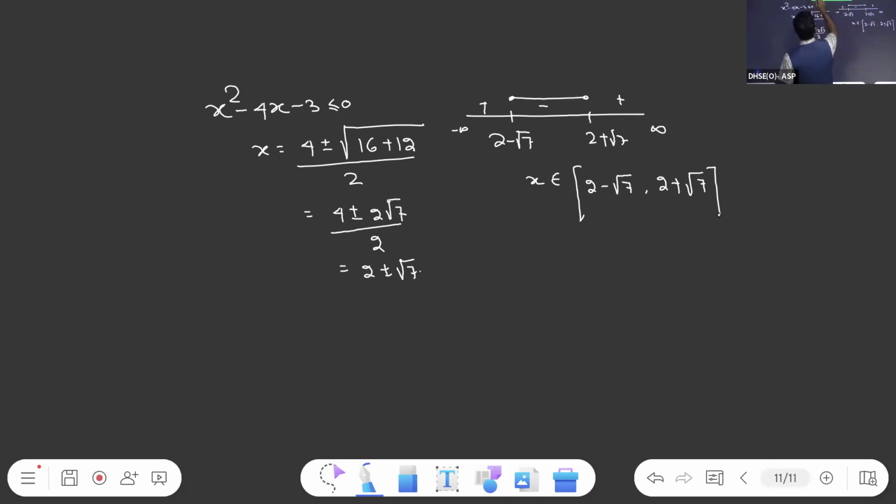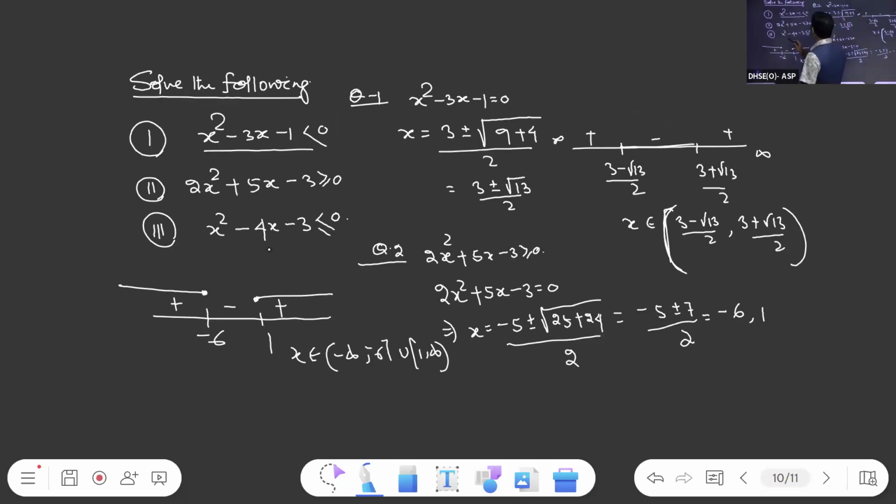Let me check the answer of Gayatri. How come it is 1, 2, 3? Gayatri, rectify your mistakes. That means x minus 1 into x minus 3, then it will be plus 3. Rectify. It is not x square minus 4x plus 3. It is x square minus 4x minus 3, I think. Yes, x square minus 4x minus 3.